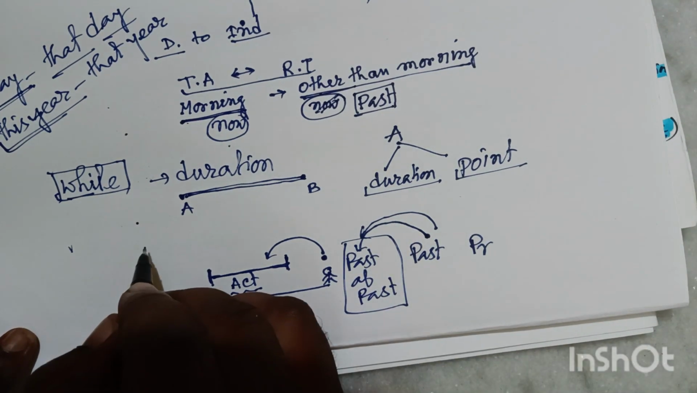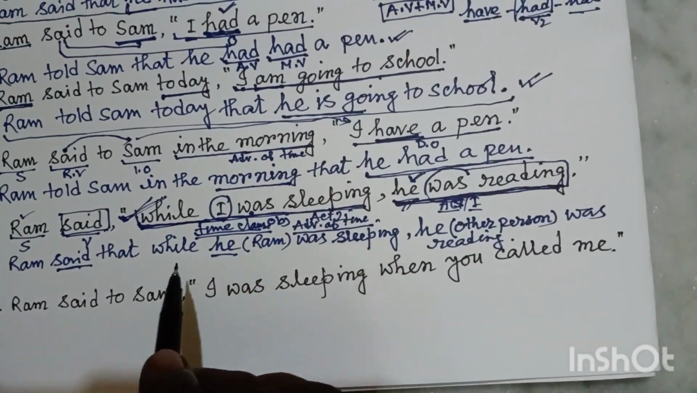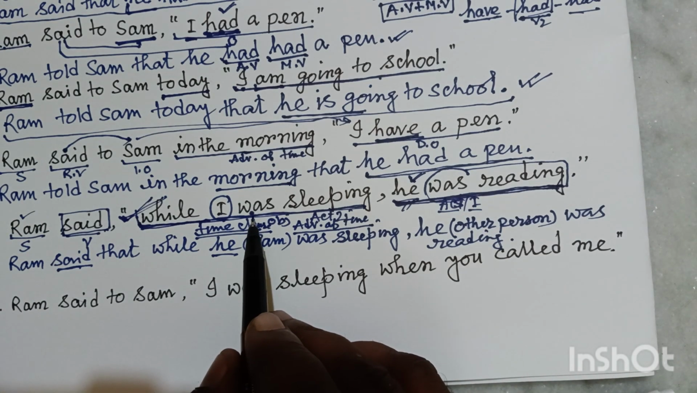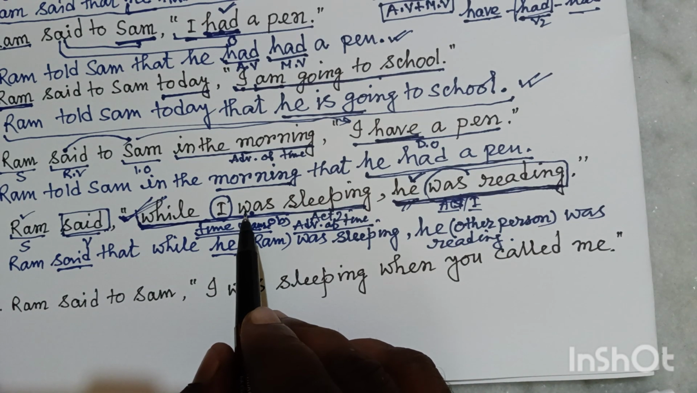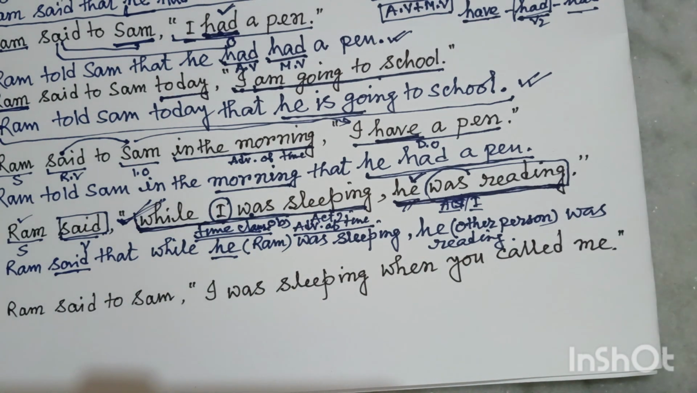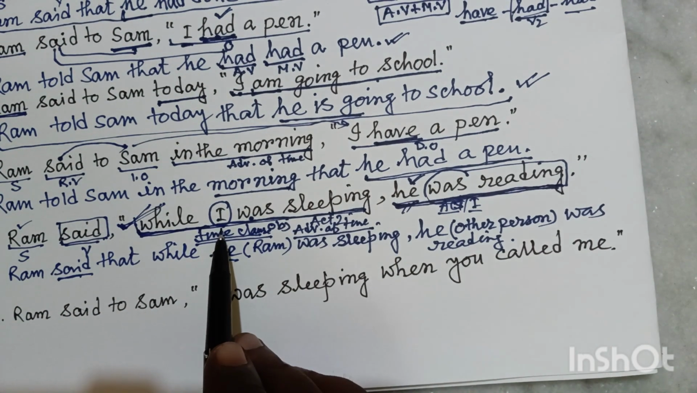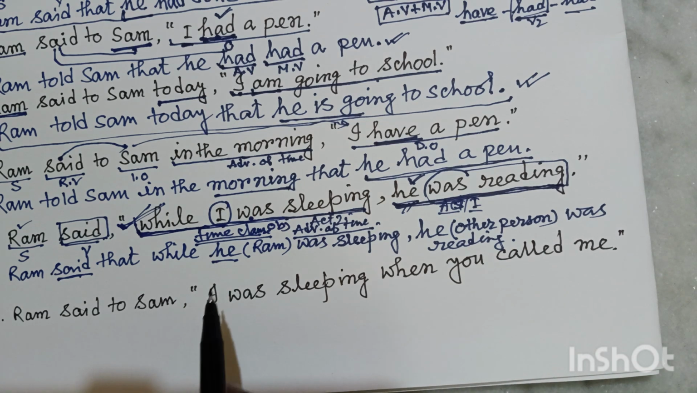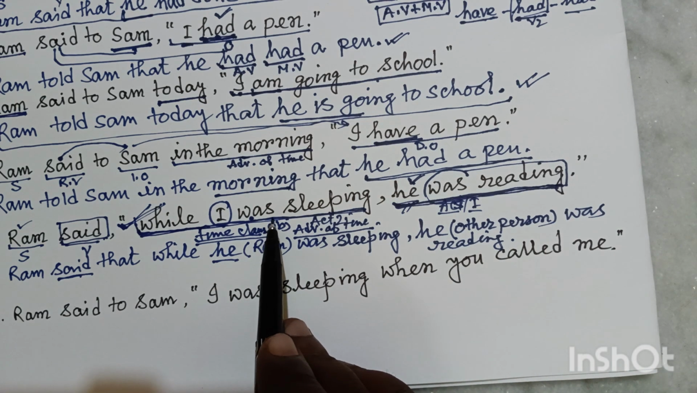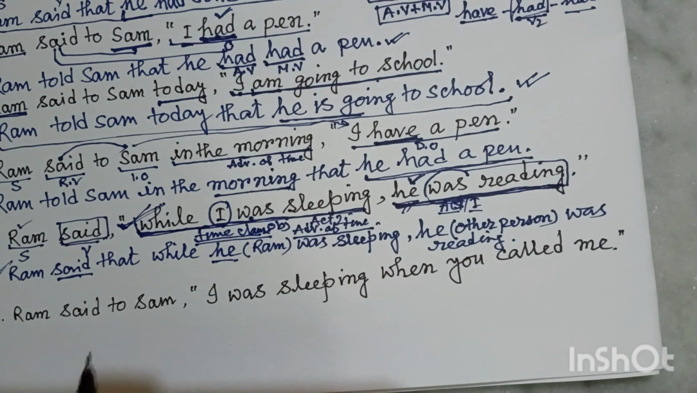So if it is here, look at this. If it would be a normal time like today, yesterday, we could change it easily, but it cannot be changed. That's why the sentence will be like this.